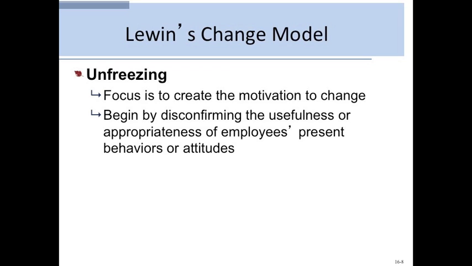And a guy called Kurt Lewin comes up with this change model, this change process, if you will. He says there's three distinct phases. The first phase is unfreezing. And in the unfreezing phase, you're trying to really motivate, you're trying to initiate change. And the way that you do that is you start disconfirming the usefulness or appropriateness of employees' present behaviors or attitudes. You start getting people uncomfortable in the present way of doing things.